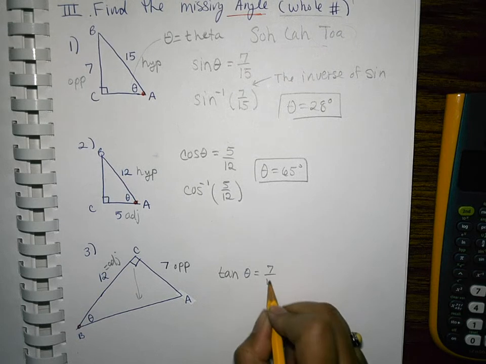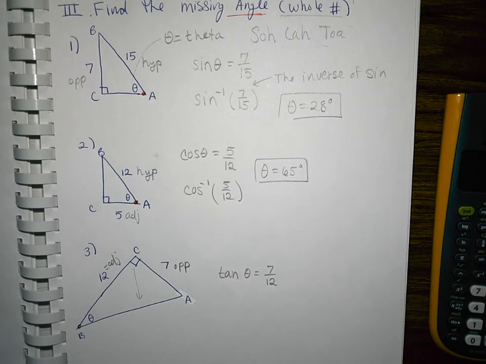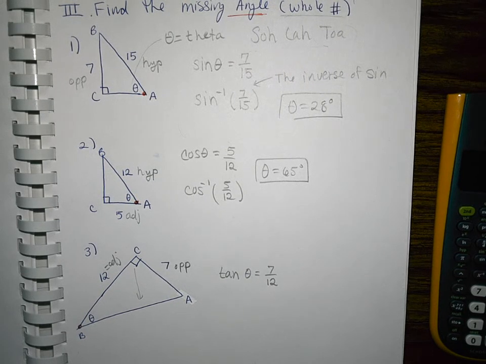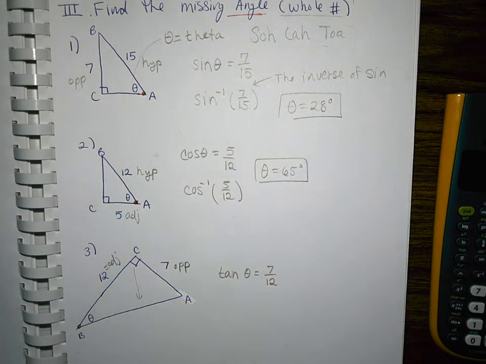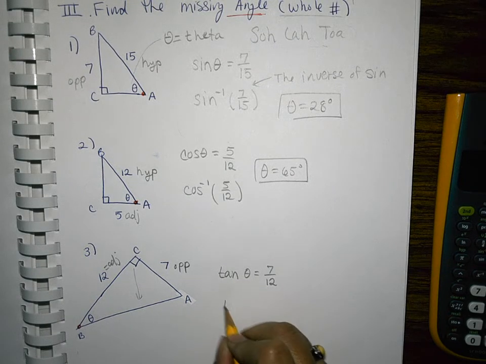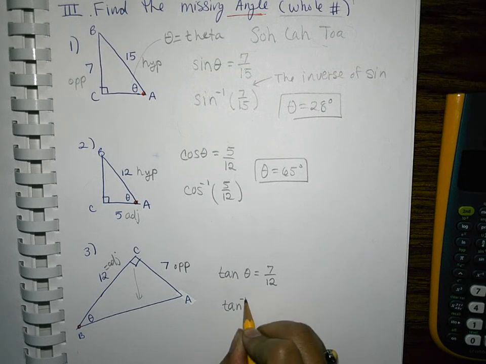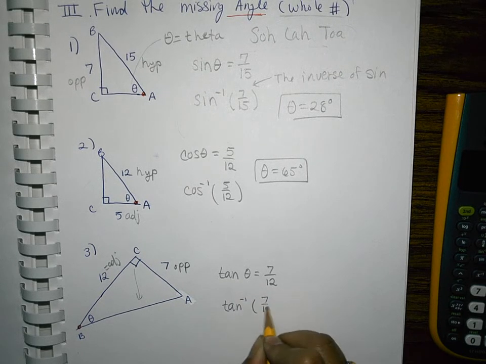And as I've stated before, if theta is what you are looking for, if that is your unknown angle, then you're going to be using the inverse key. Your inverse key being the -1 key. And since we don't know the angle, we do not cross multiply, we use the inverse key. Inverse tan of 7/12. And that's the way you plug it in your calculator.